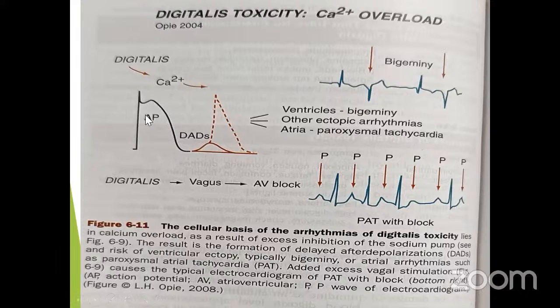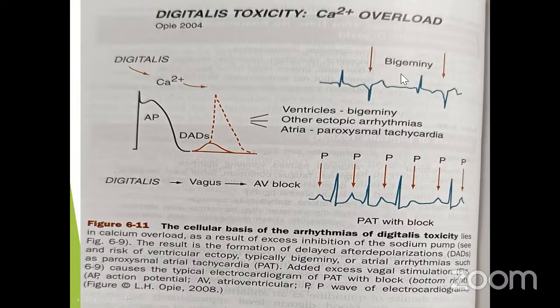This calcium should finish off here only, but before that, because calcium is more, one more repolarization will take place before phase 4. So that is delayed after depolarization, which will give rise to one more action potential before going on to the rest stage. And so for that reason, there will be a tachycardia first, that is bigeminy.